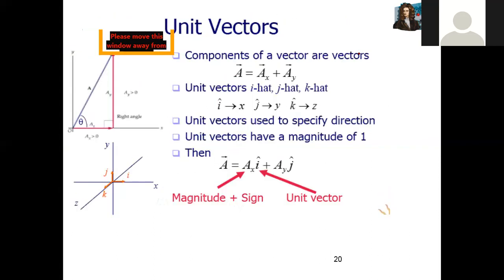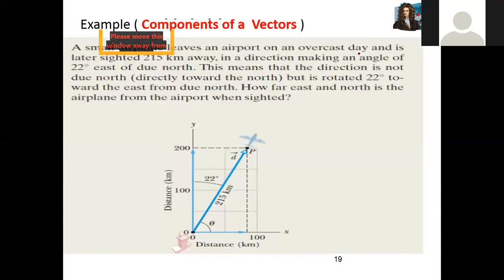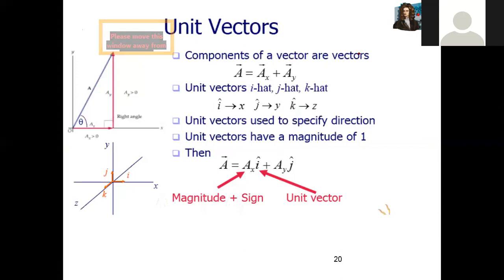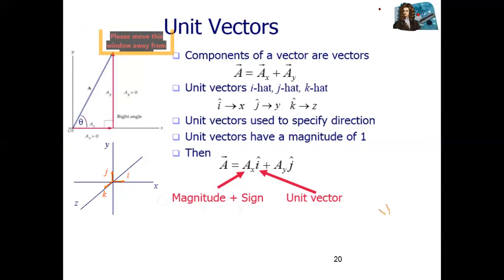Okay, we have unit vectors. I will discuss this example in my office hour. So we have what? We have unit vectors. What are unit vectors? By definition, unit vectors are those vectors having a unit magnitude. Unit magnitude means one, like 1 meter, 1 centimeter, or 1 kilometer.